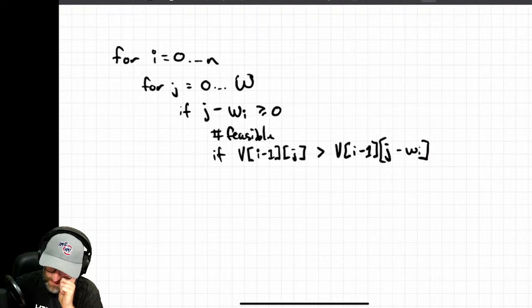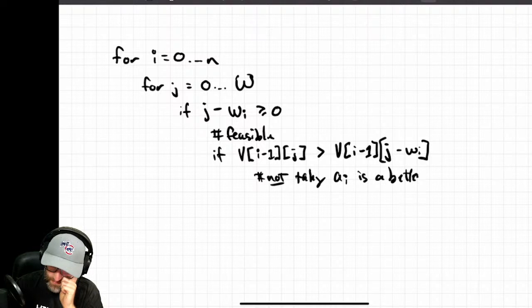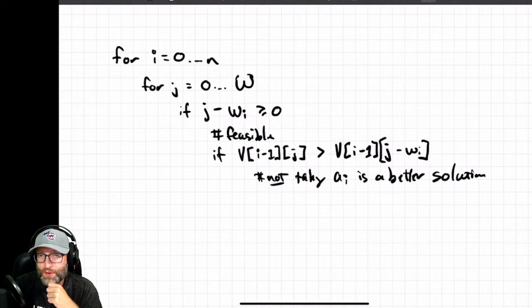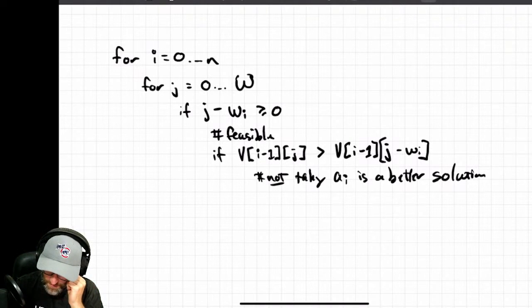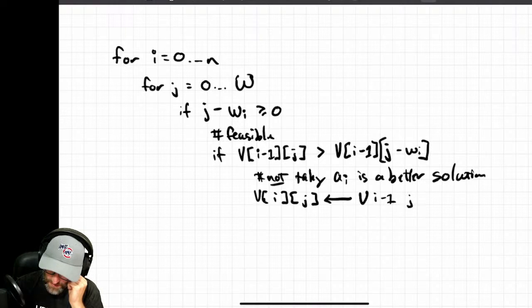That means that not taking it, A sub I, is a better solution. And I'll just say right now that you could have multiple optimal solutions with different elements swapped in or out, right? So we will update V sub I j to be equal to V sub I minus 1 j. There we go. Else, it's not feasible.